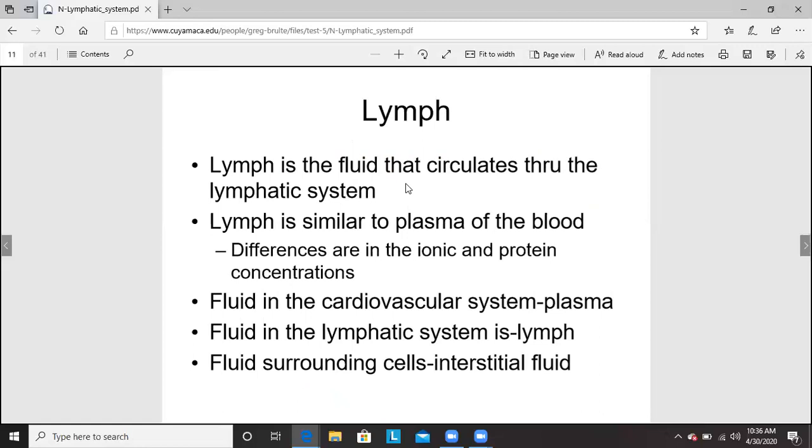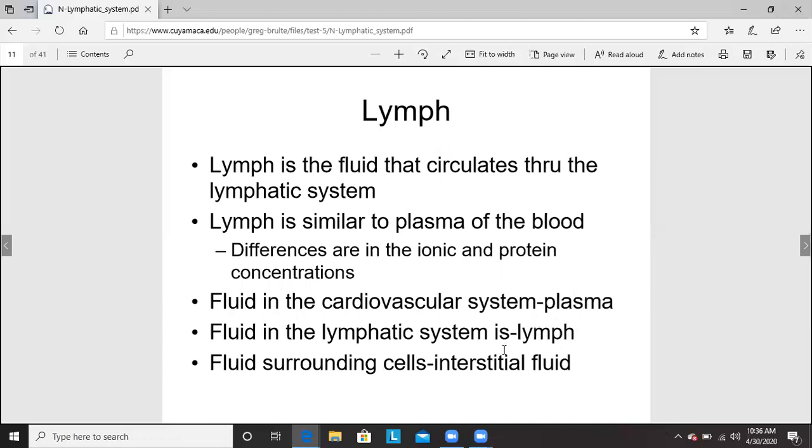Lymph is the fluid that circulates through the lymphatic system. So remember, you have plasma in the blood vessels, right? And then when that makes its way out into the tissues, it's then called interstitial fluid, which will be down here. Now, that interstitial fluid, if it goes back into the blood vessels pretty soon thereafter, it's now plasma again. But if it goes into the lymphatic vessels, then it's called lymph.